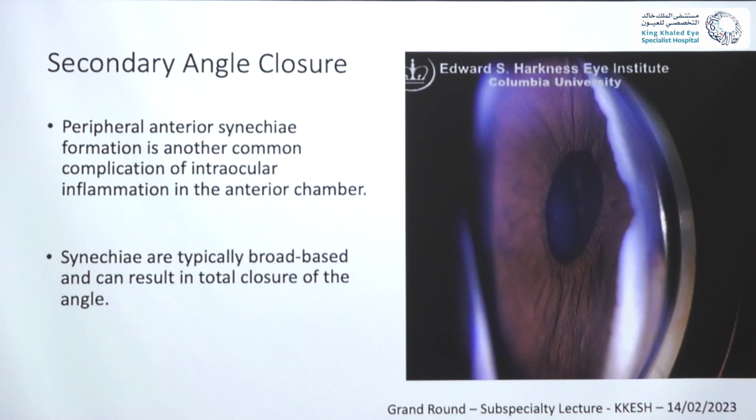Now, the development of peripheral anterior synechiae is also another cause of angle closure in most cases of chronic anterior uveitis. The characteristic thing about the peripheral anterior synechiae is that they are broad and zipper-like. Okay, so they are zipping the entire area between the cornea and the iris.